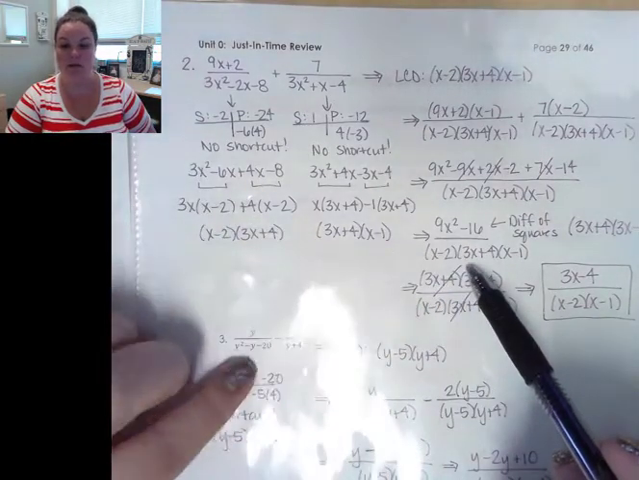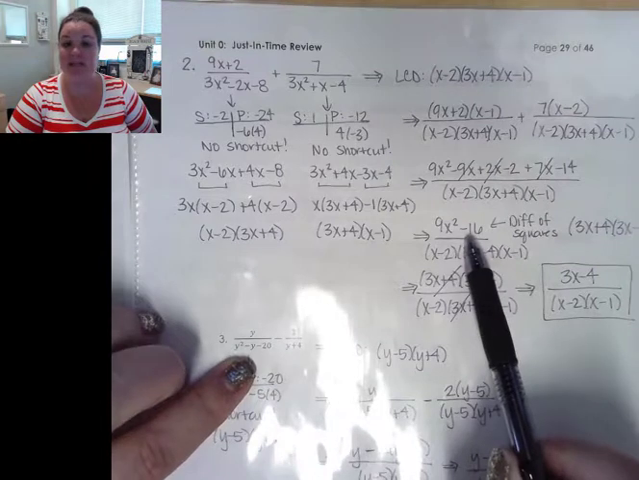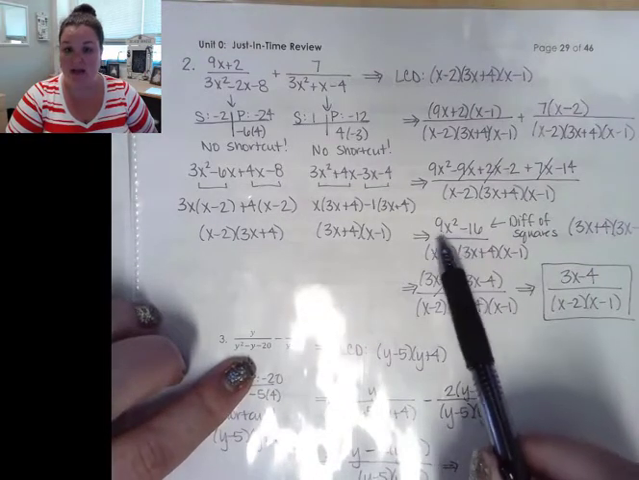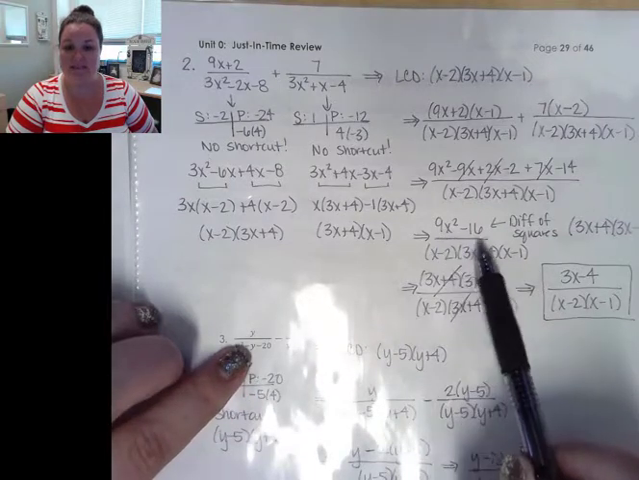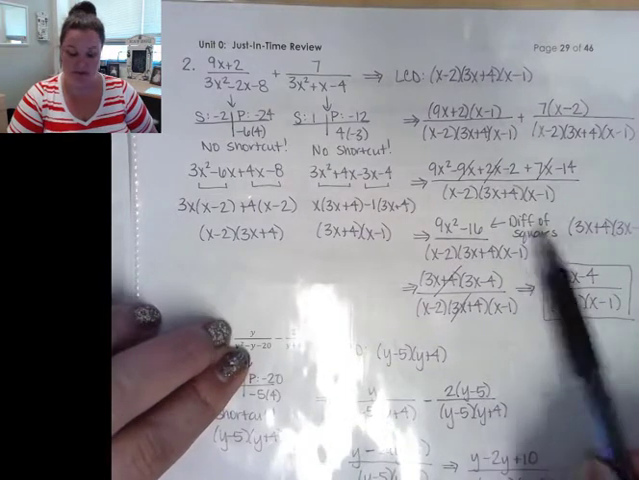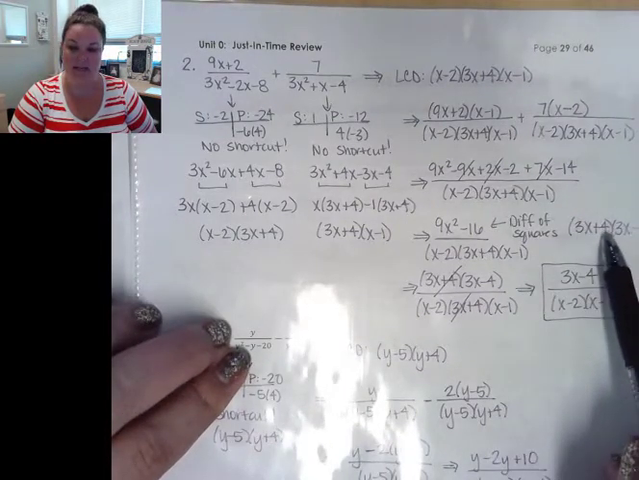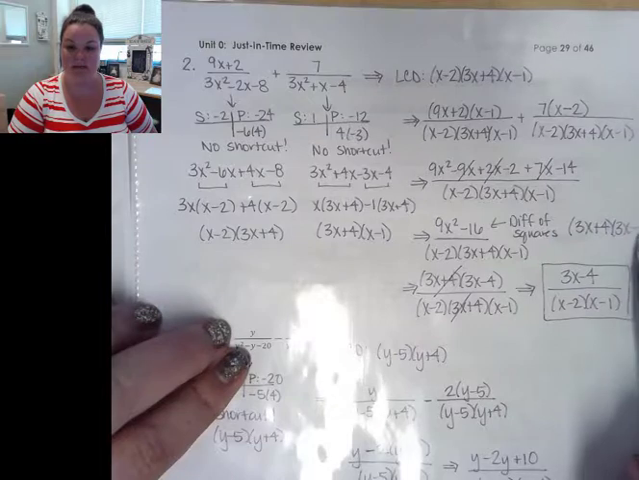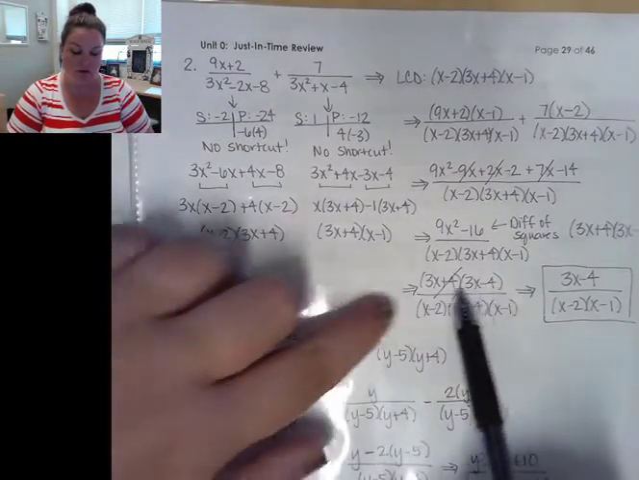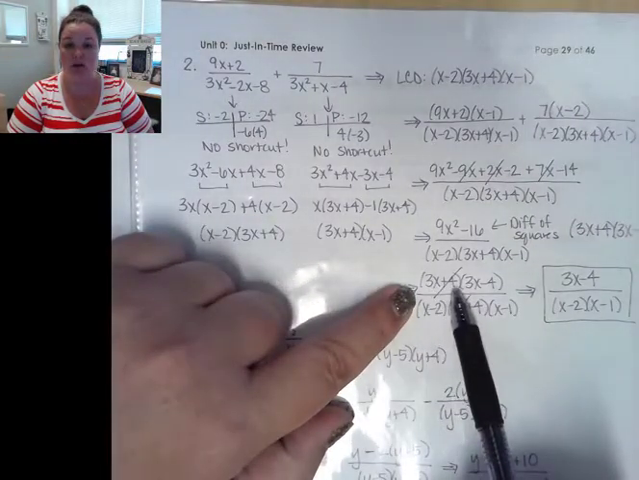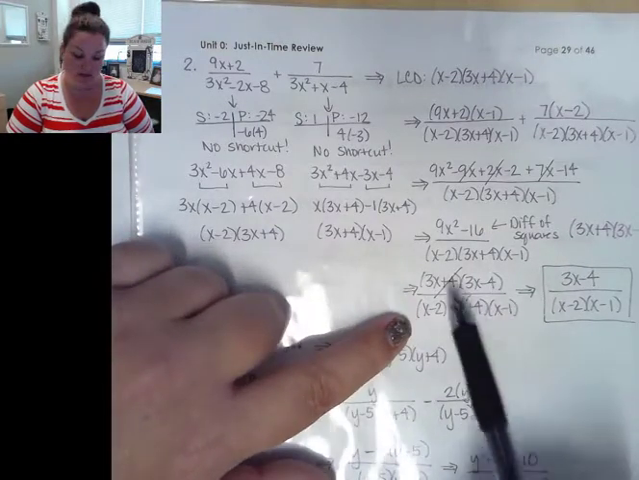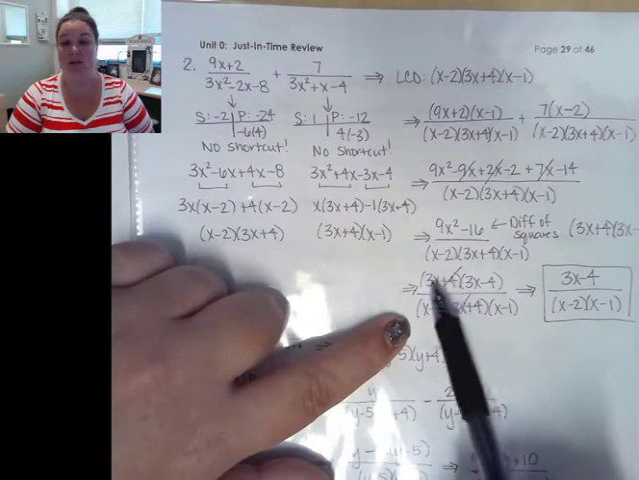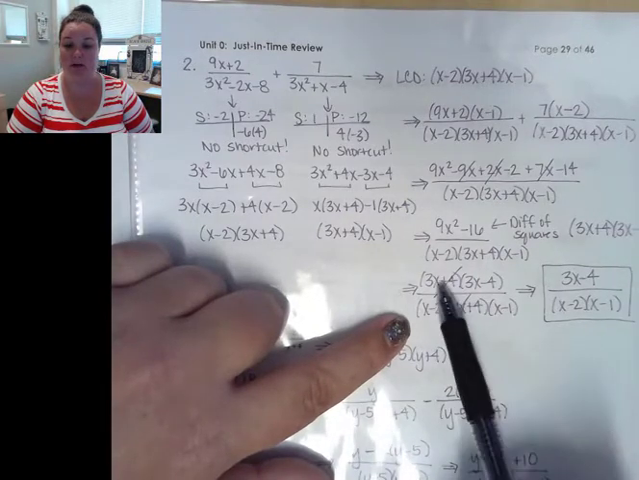Okay? But what I notice is that this top piece is actually a difference of squares, right? 9x squared is a perfect square. My base would be 3x. And 16 is a perfect square. My base would be 4. And a difference of squares factors into my first base plus my second, and my first base minus my second. So I can rewrite the numerator as 3x plus 4 times 3x minus 4. Okay? And then that will allow me to reduce the 3x plus 4 factor on top and bottom.